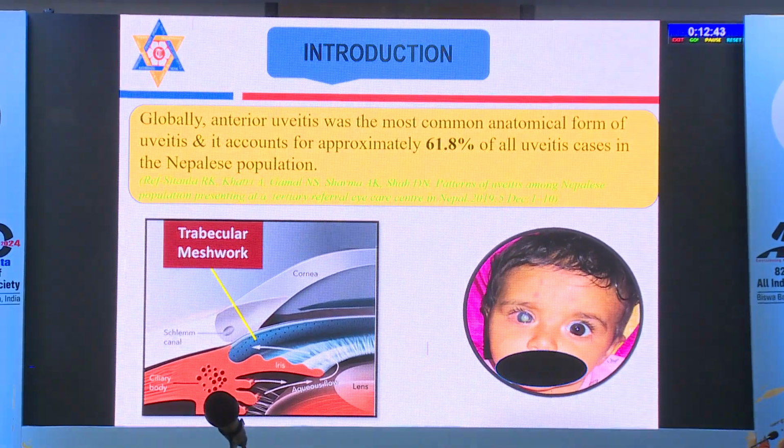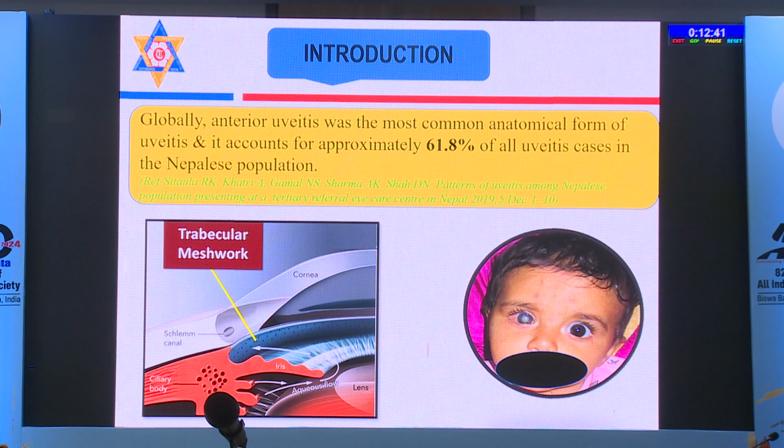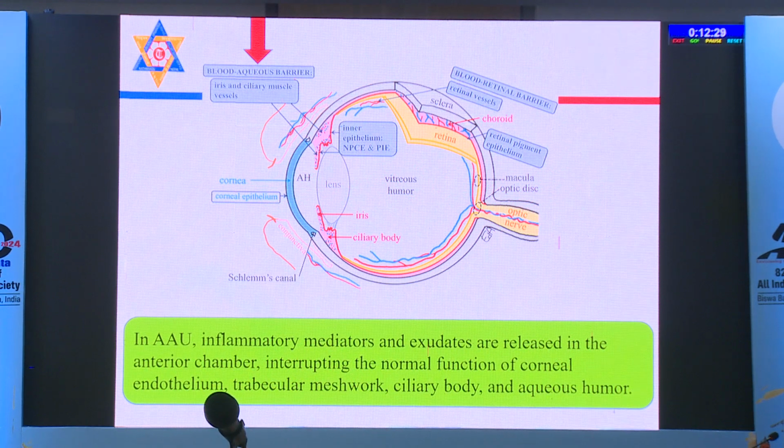Globally, we all know anterior uveitis is the most common anatomical form of uveitis. It is true for our country also, where 61.8% of all uveitis falls under the anterior uveitis category. In anterior uveitis, there is a breach in the blood aqueous barrier. This leads to the release of inflammatory mediators and exudates in the anterior chamber. This interrupts the normal function of the corneal endothelium and the trabecular meshwork. There is some insult in the ciliary body and also in the aqueous humor.